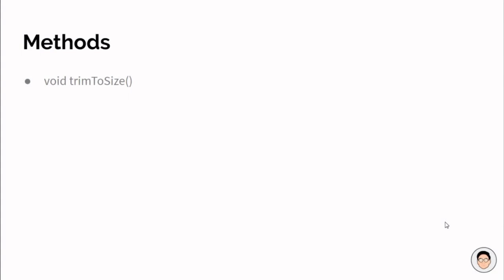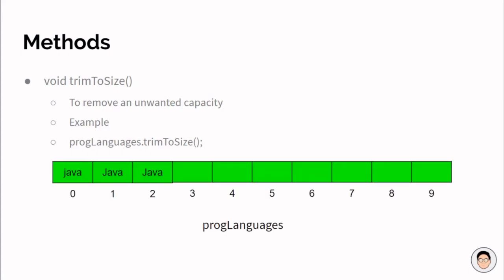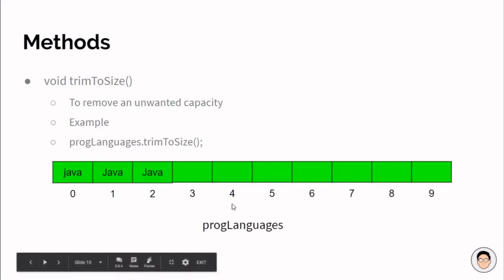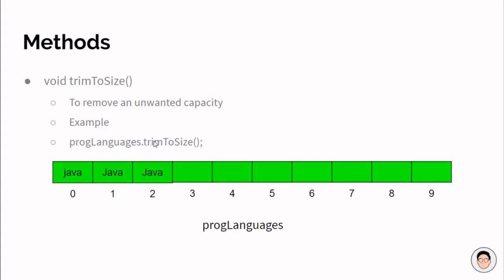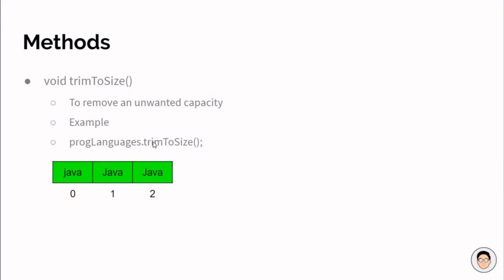Next method, void trimToSize. Sometimes you want to remove unwanted capacity. In that case, you can use this method. For example, programmingLanguages.trimToSize(). Before this statement gets executed, programmingLanguages has a capacity of 10 and contains 3 elements. Whenever this statement gets executed, unwanted capacity will be removed.